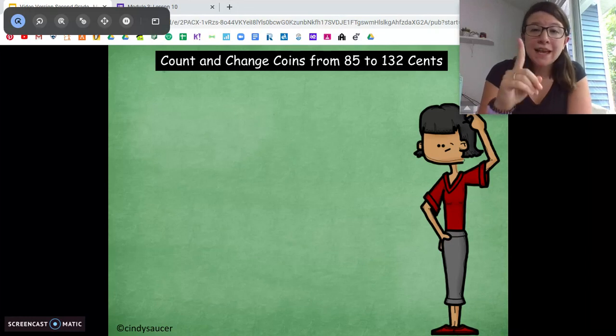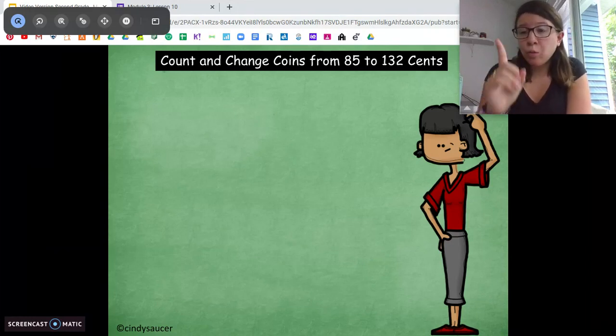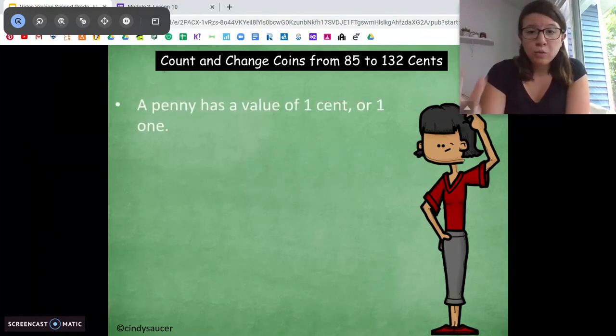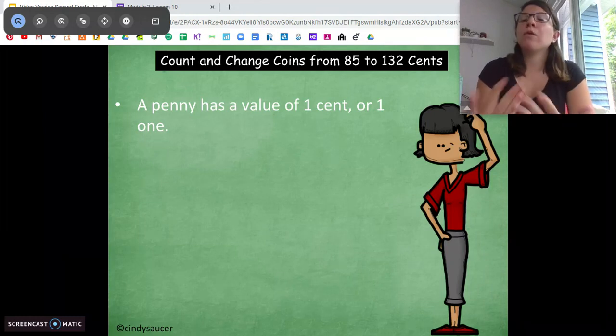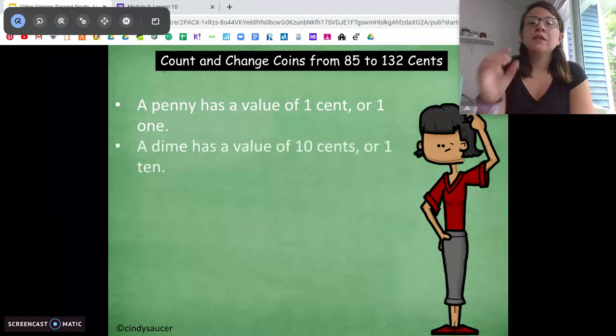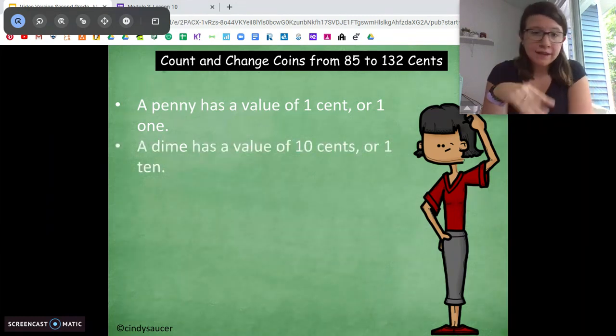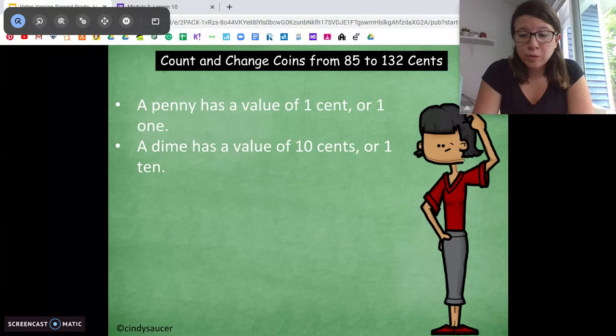Very good, 1 cent. We could also call that $0.01, okay? How much is a dime worth? What's the value of a dime? Good, 10 cents, or we can also call that $0.10. So a penny is $0.01 or 1 cent. A dime's value is 10 cents or $0.10.